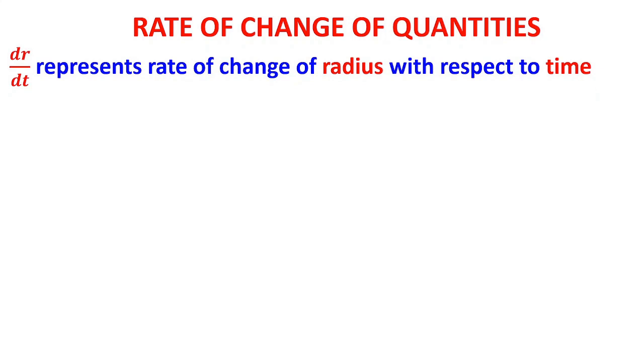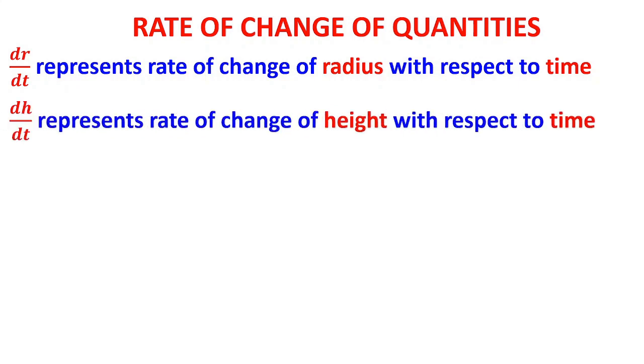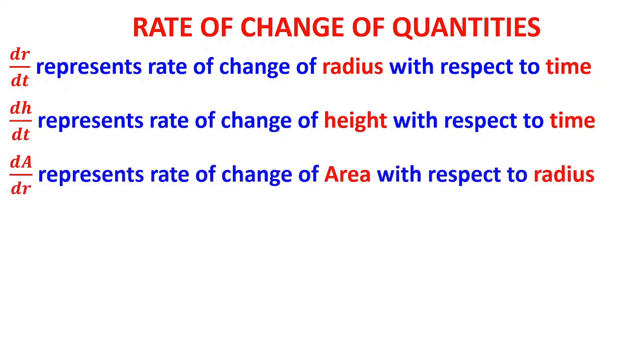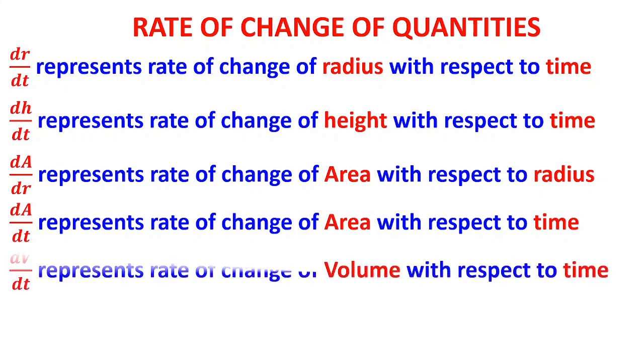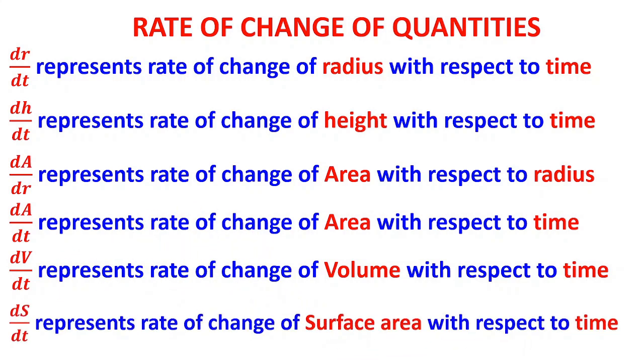Now, let us see some rates of change of quantities which we will be coming across. dr by dt represents the rate of change of radius with respect to time, and dh by dt represents the rate of change of height with respect to time. dA by dr, be careful, represents the rate of change of area with respect to radius. Similarly, dA by dt represents the rate of change of area with respect to time, dV by dt is the rate of change of volume with respect to time, and ds by dt is the rate of change of surface area with respect to time.